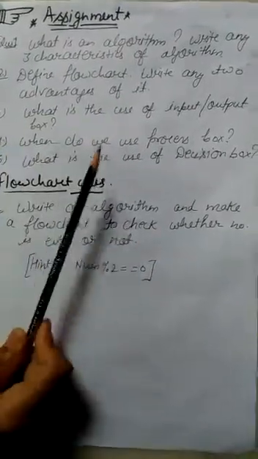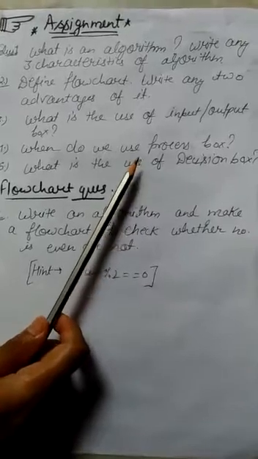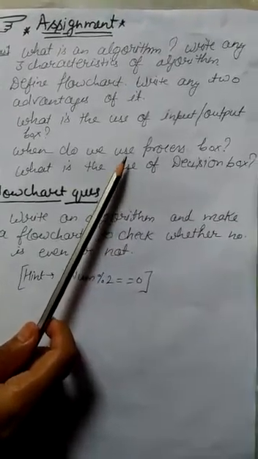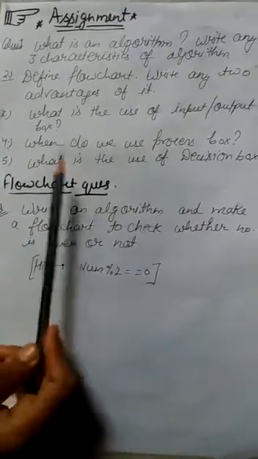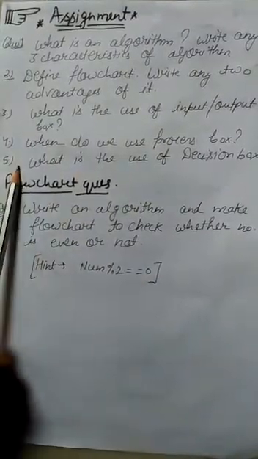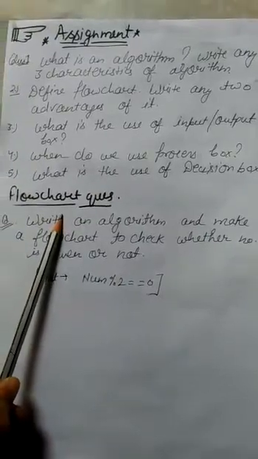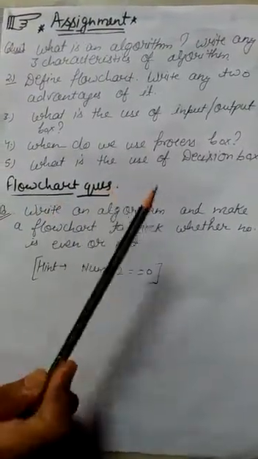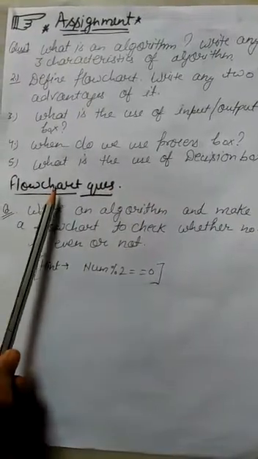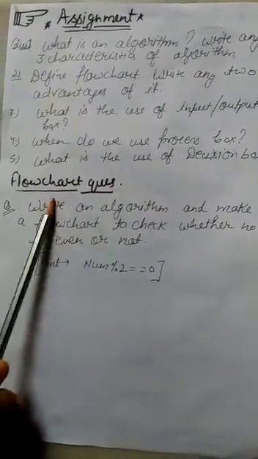Then fourth one is, when do we use the process box? You have to write when the process box is required. Then fifth one is, what is the use of decision box? All these 5 answers you have to do in your copy, plus one flowchart I am giving to you. For this you have to write the algorithm and also the flowchart, as I have done for the area of circle, the flowchart and the algorithm, the same you have to write.